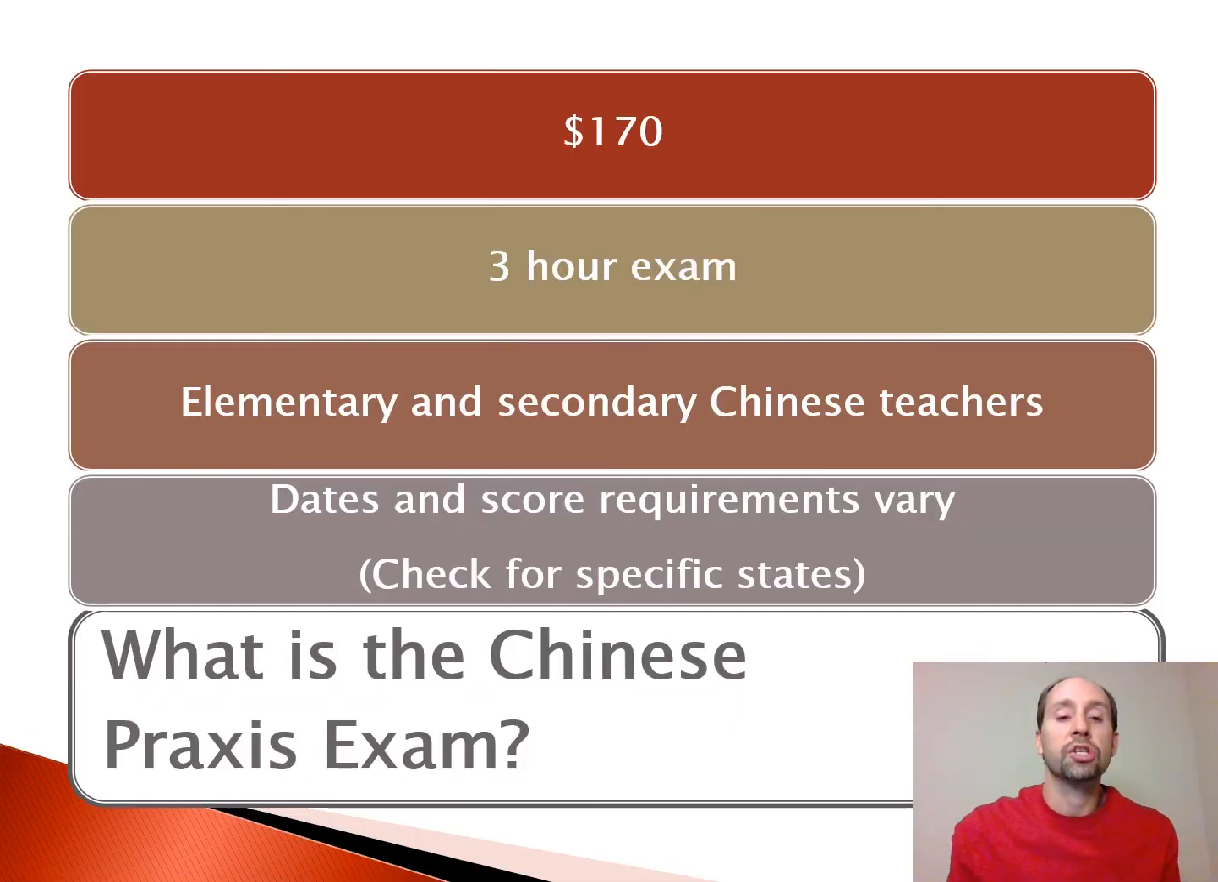Alright, so what is the Chinese Praxis exam? It costs $170. It's going to take about 3 hours, and it's to help prepare you to become an elementary and secondary Chinese teacher and help you get your license. So the dates and the score requirements are going to vary, so check what your requirements are for your specific state.